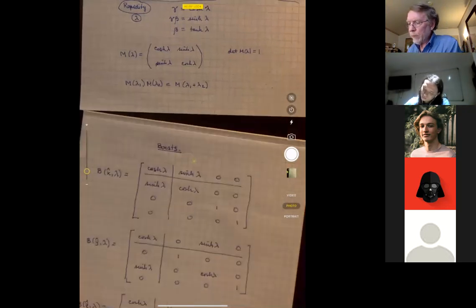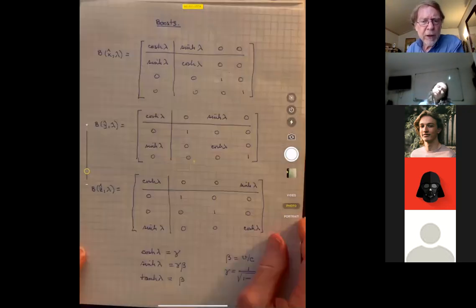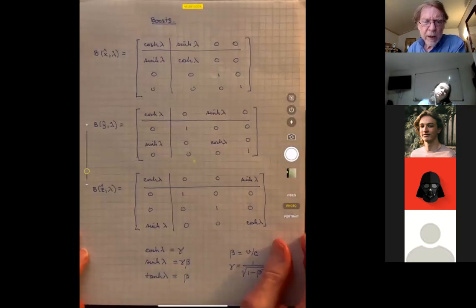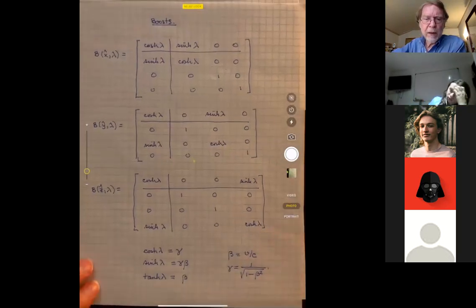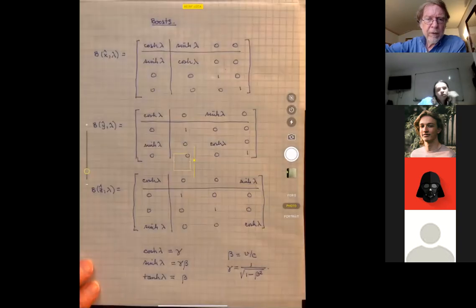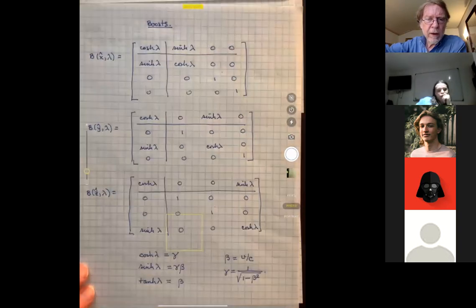Is that this page? Let me bring up the full page here. Is this getting a little dark? Let me see if I can lighten it up a little bit. Yeah, lighten it up a little. Let me try to refocus it too. All right, good. Yeah, that's good.